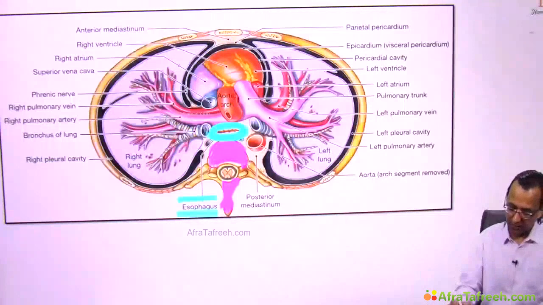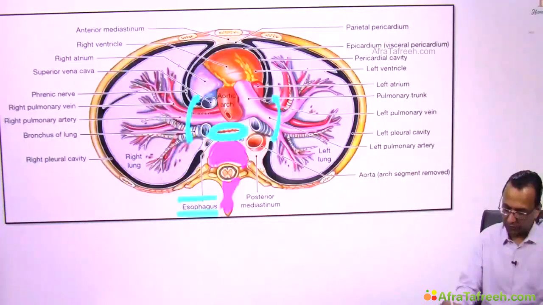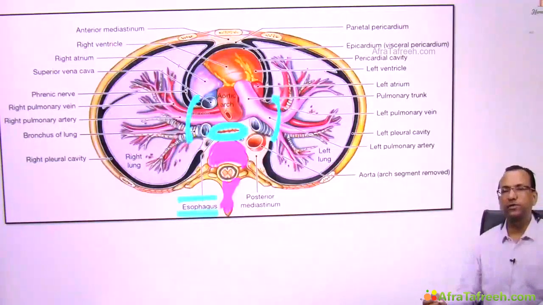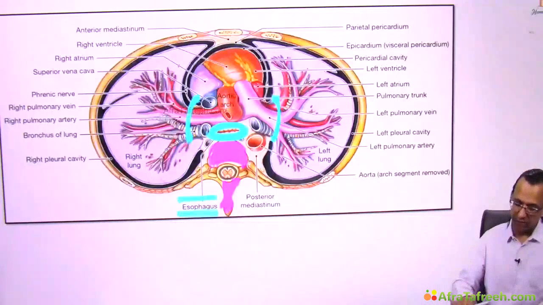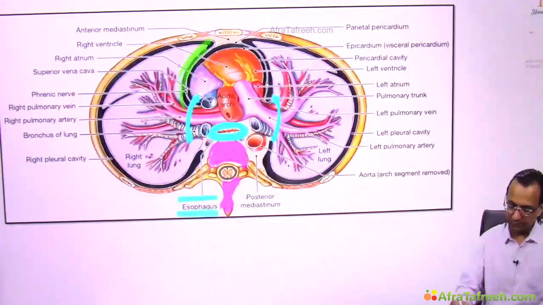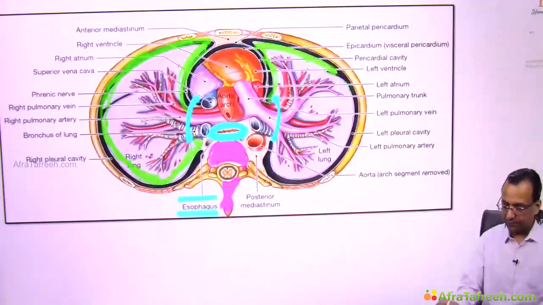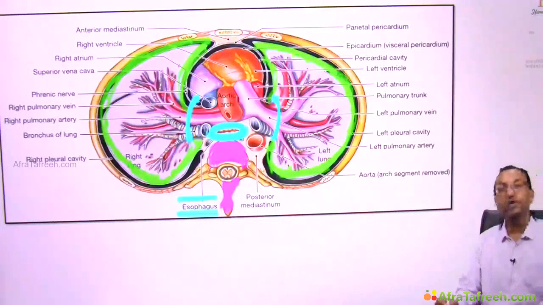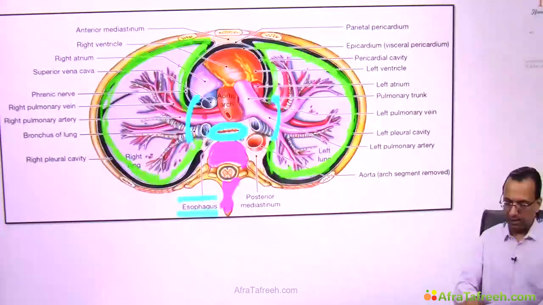What is there in the hilum of lung? See, this is going to be the hilum of lung on this side and hilum of lung on that side. I want you to understand the arrangement of the structures at the hilum of the lung. These structures are going to enter the lung. These are the two lungs, and there are some structures entering and leaving at the hilum of lung.